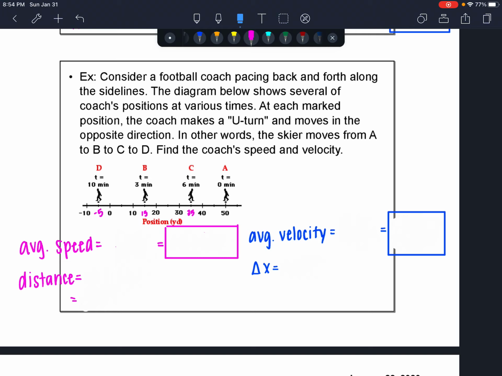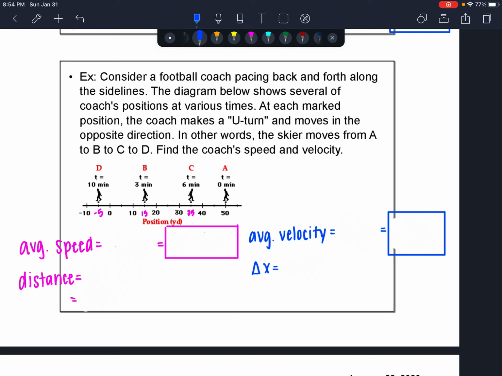So I've marked some points on my timeline that aren't marked on yours. Specifically, I've marked that point C is at the 35th tick mark. Point B is at the 15th tick mark, and point D is at the -5 tick mark. So what I'm going to do first is figure out what's my average velocity.